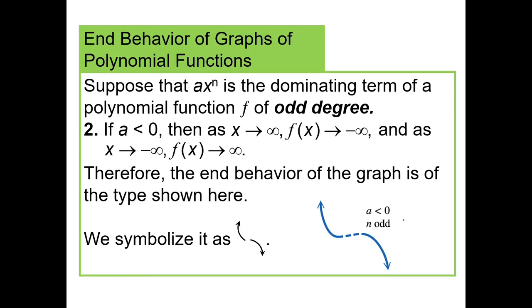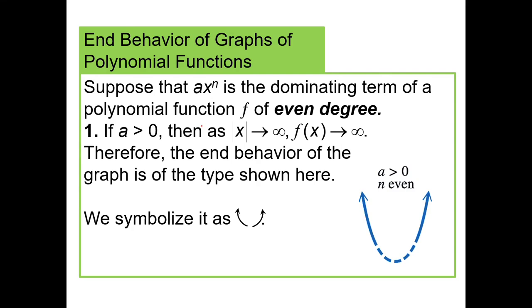Suppose that ax to the n is the dominating term of a polynomial function f of odd degree. If a is less than 0, then as x approaches infinity, f of x approaches negative infinity, and as x approaches negative infinity, f of x approaches infinity. Therefore, the end behavior of the graph is the type shown here. So we have a flip. The left side goes up and the right side goes down when there's a negative in front of the x term.